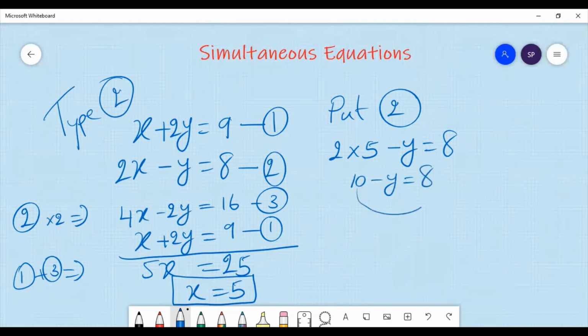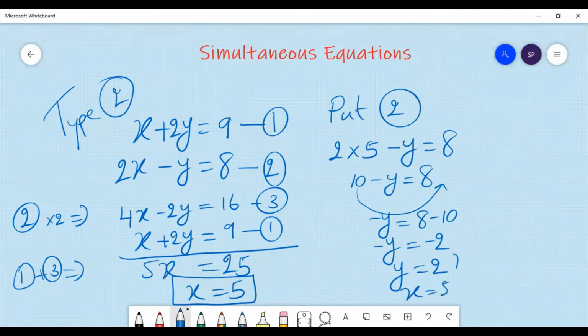So I'm going to bring the 10 to the other side. So I get minus y equals 8 minus 10. So minus y equals minus 2. Therefore, y equals 2. And we already worked out the x as 5. So basically, y is equal to 2, x is equal to 5.